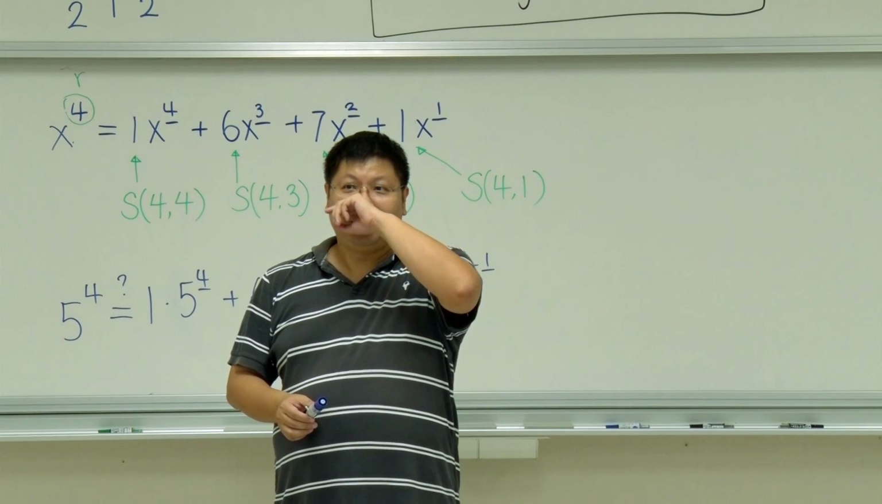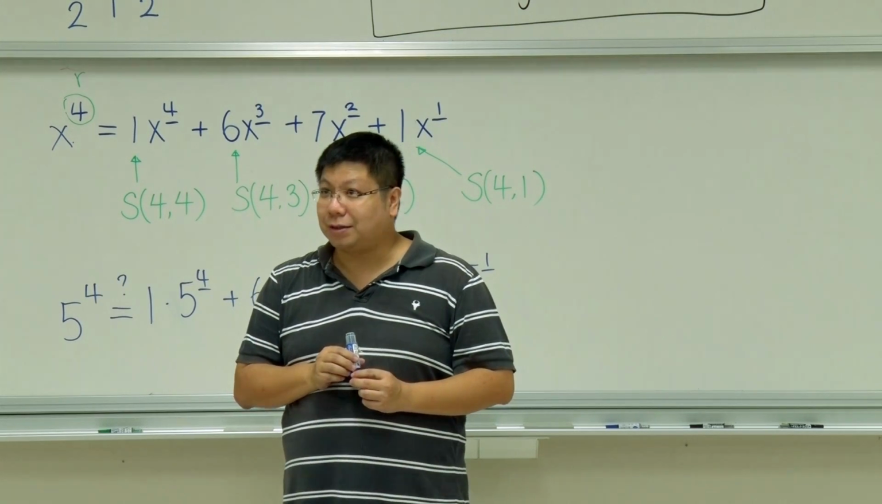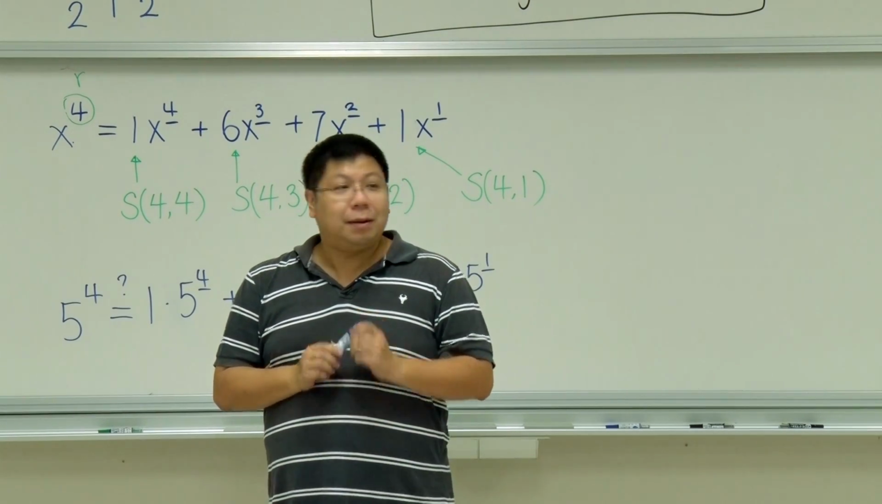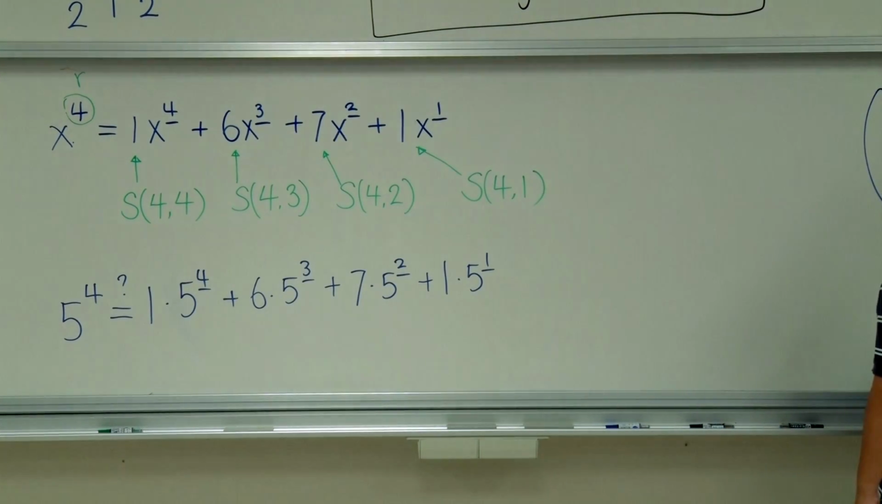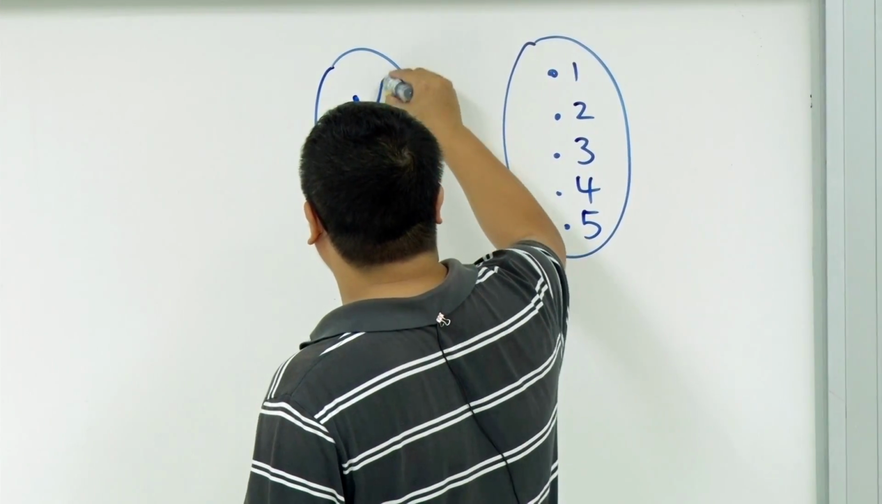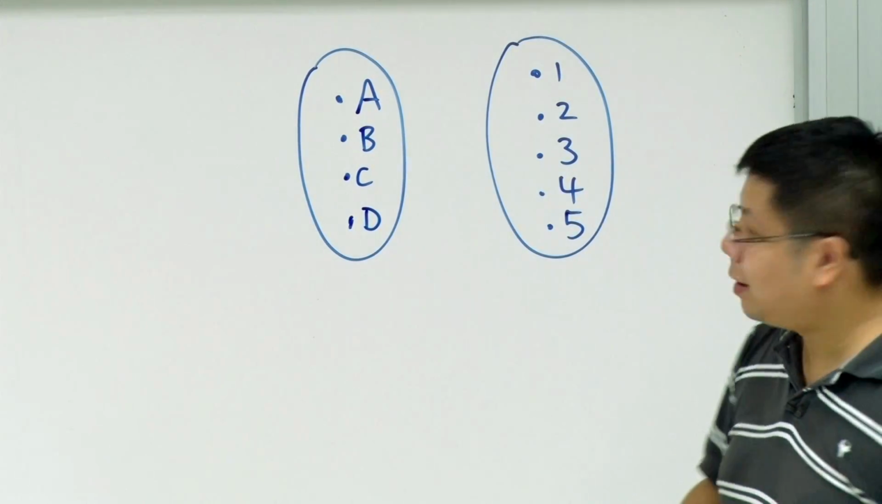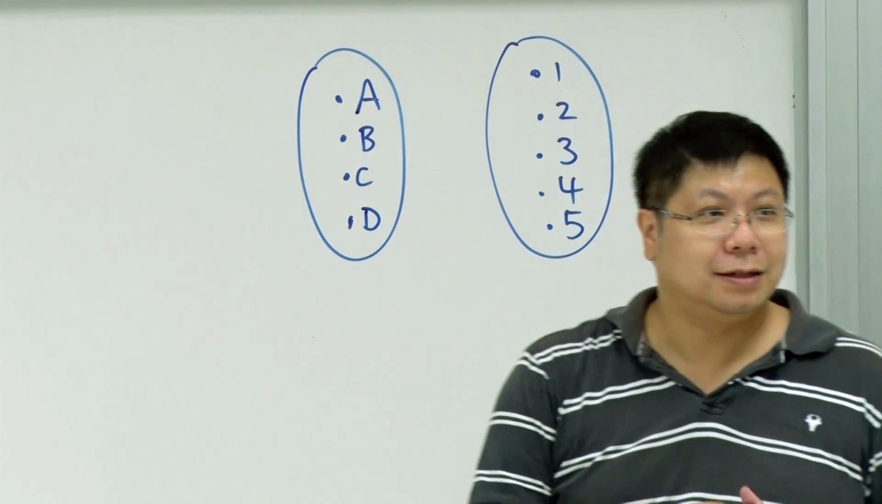5 to the power 4. We have 4 objects, and each object has 5 choices. It is the number of functions. On this side we have 1, 2, 3, 4, 5. And then on this side, we have 4 objects, A, B, C, D. How many functions are there from this side to this side? So this is going to be 5 to the power 4. Does that make sense? Okay.